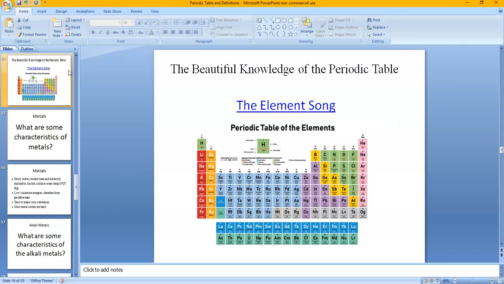I would check out this song on YouTube. It's the Element song, and it's actually quite fun. They have a lot of different information for every element on the periodic table to the tune of the Can-Can. So if you want, you can check that out on YouTube.